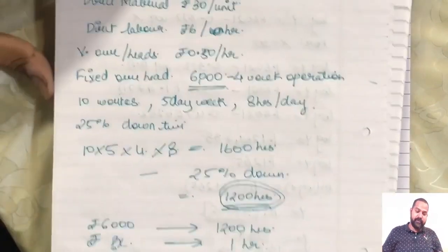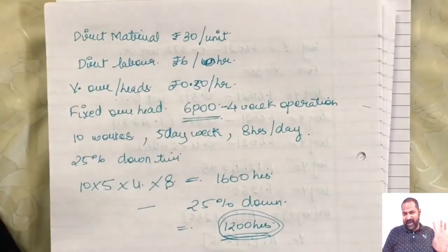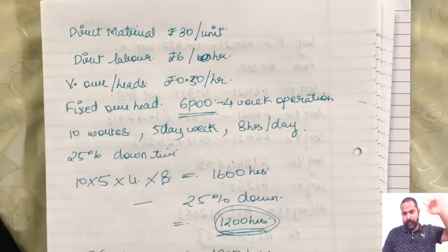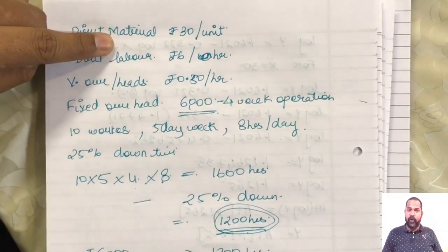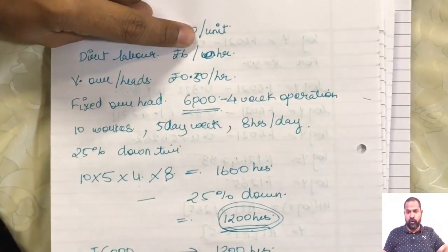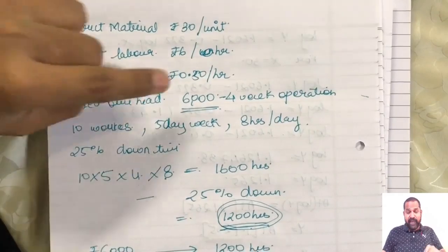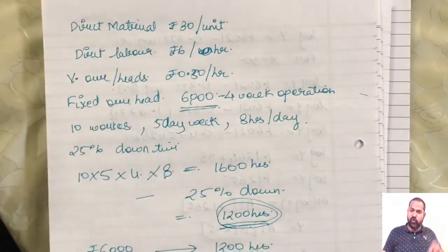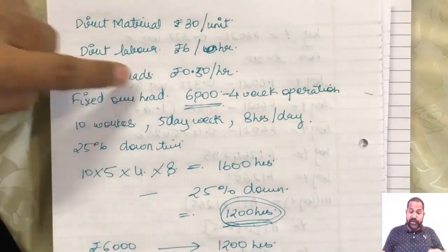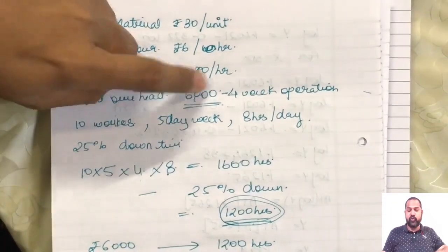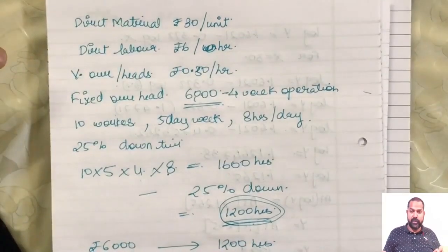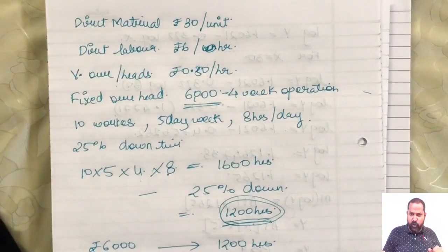Let me repeat this. Material is direct. As many units you make, multiply. Labor will depend on how many hours you've worked for. Variable overheads are also hourly, so that is also how many hours you worked for. Fixed overheads, they are saying it is 6,000 rupees for a 4-week operation. But is my operation a 4-week operation?